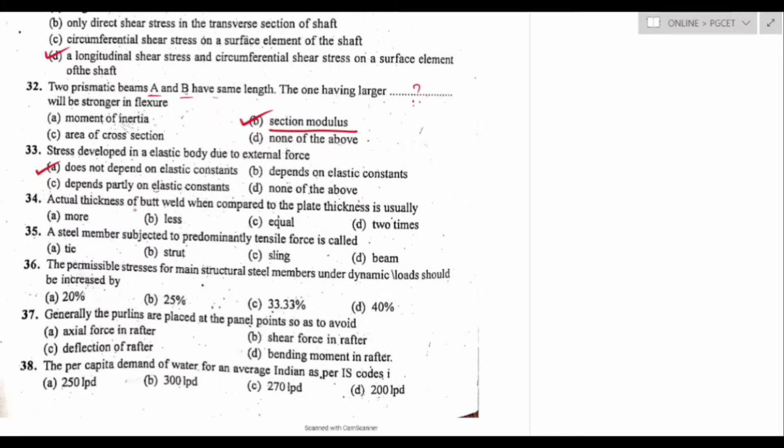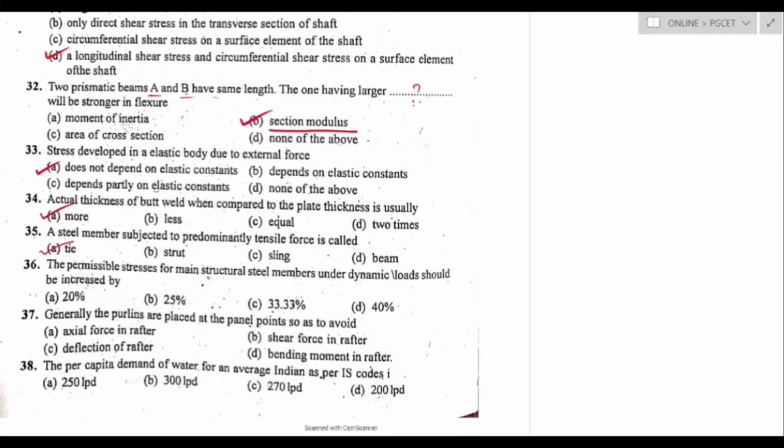Question number 34. Actual thickness of the butt weld when compared to the plate thickness is usually more. Option A is the right answer. Question number 35. A steel member subjected to predominantly tensile force is called a tie member. Tie will be resisting a tensile force. So option A is the right answer.